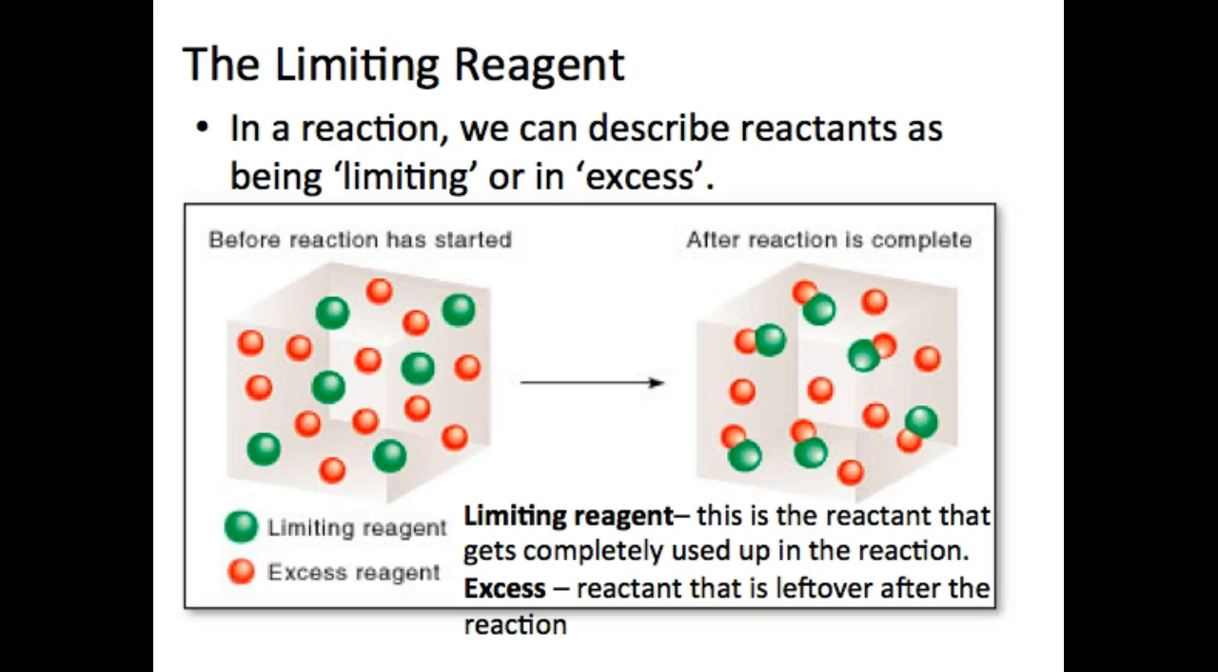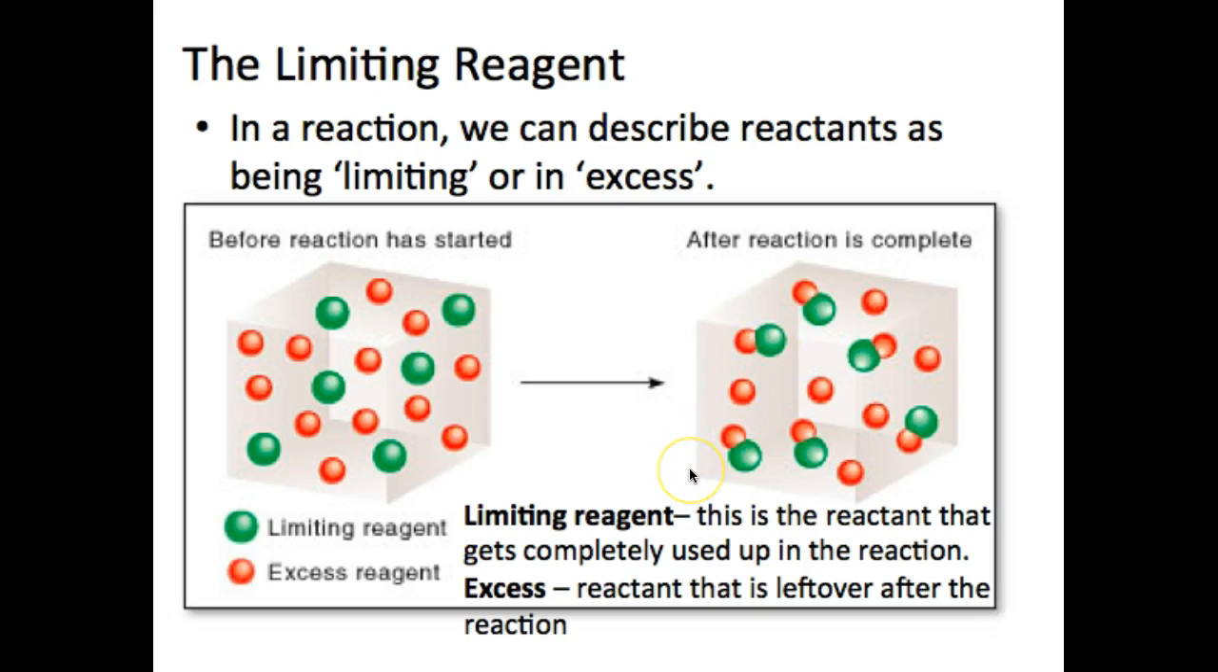So in a reaction, we could describe the reactants as being either limiting or in excess. If you look at the picture on the left, it's showing you particles. The limiting reagent is in green and the excess reagent is in red. After the reaction goes to completion, you have these extra red particles floating around here. Since there are extra red pieces, the red is going to represent the excess reagent. All the green particles were combined with the red and used up.